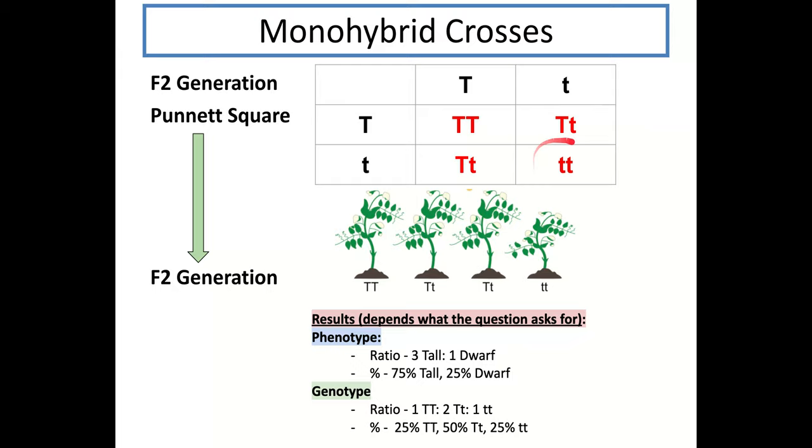Remember to separate your ratio with colons like you can see at the bottom. Finally, they could ask for the genotypes as a percentage and not a ratio. So out of 100%, 25% would be big T big T, 50% would be big T little t, and 25% would be little t little t. So it depends on what the question asks for, which one of those four you give.